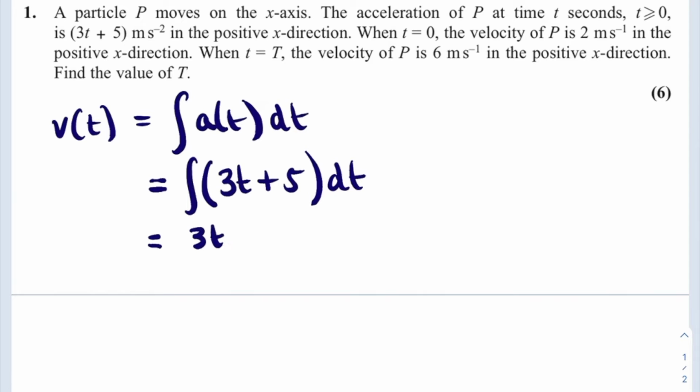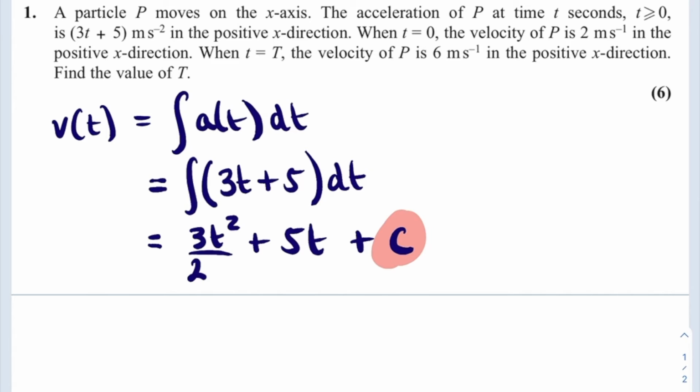So I add 1 to the power, divide by the new power. Similarly for constants. And really, really important in these questions is to include your integration constant, because this integration constant is going to affect the value of the velocity at all of the times. So that's what we need to do next. We need to find this value of the integration constant.